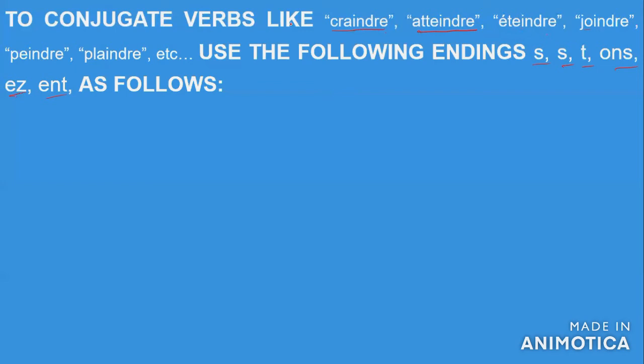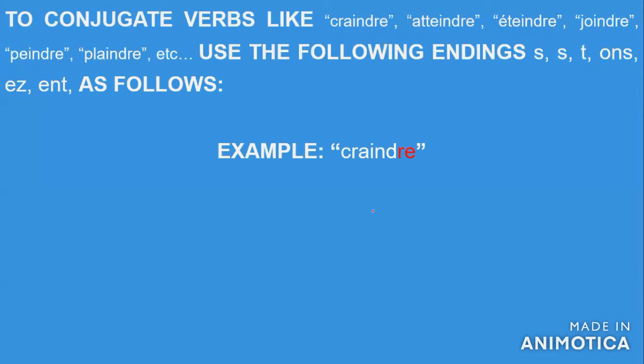Make sure you keep this in mind. Whenever you see this type of verb, you are going to conjugate them in the exact same way, the way that I will show you right now. Let's go. For example, we have the verb craindre, which is to fear, to be scared of something.